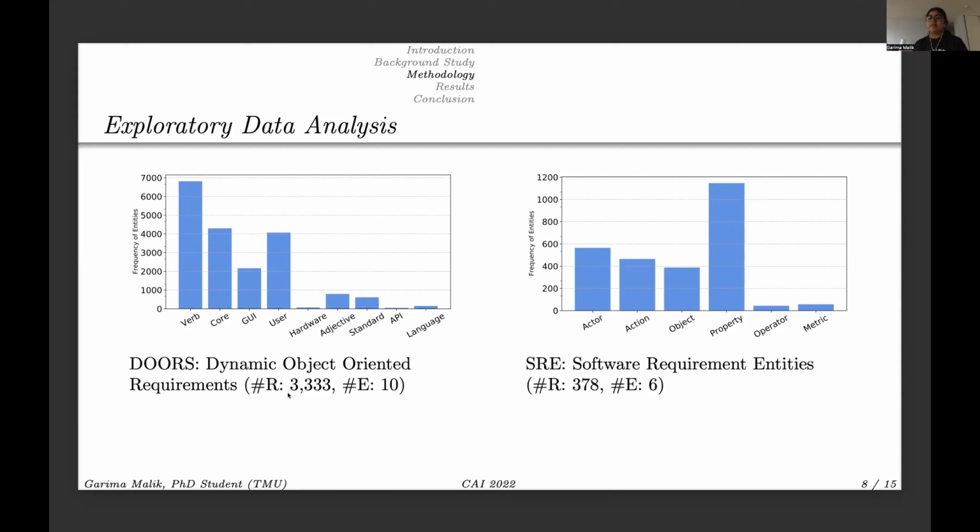This dataset is a mixture of multiple SRS documents, which belong to different disciplines such as aerospace, transportation, medical, and healthcare domains. So we extracted or sampled some of the requirements. Then we annotated those datasets with 6 main entities: actor, action, object, property, operator, and metric, and then basically fed them into the models.